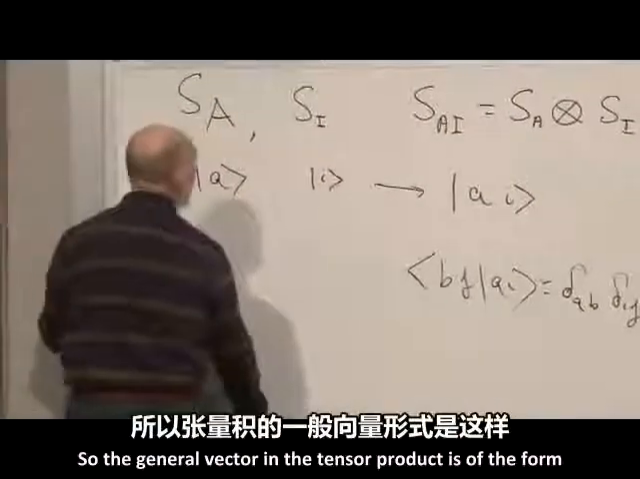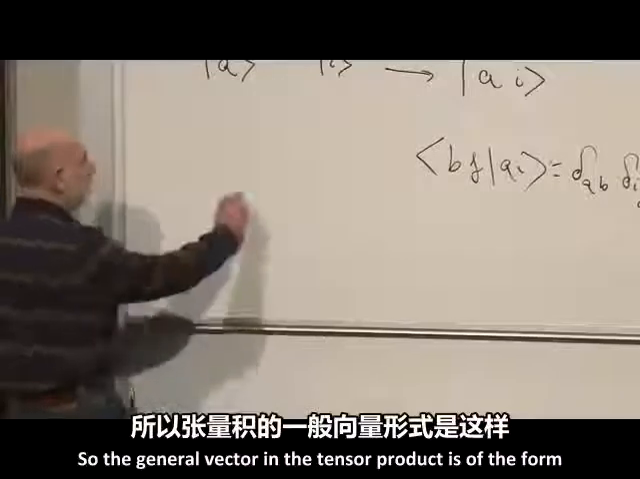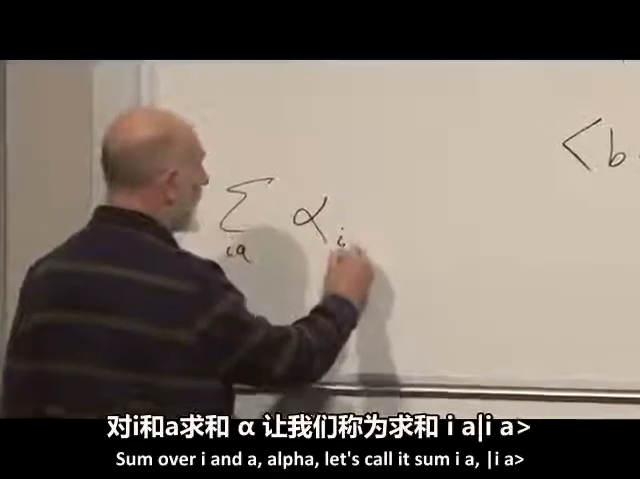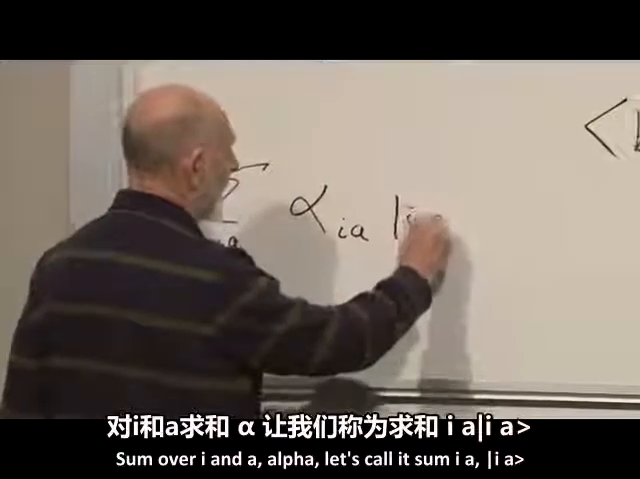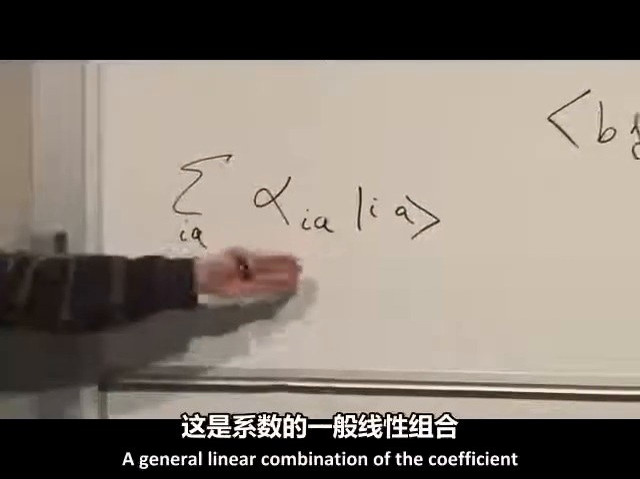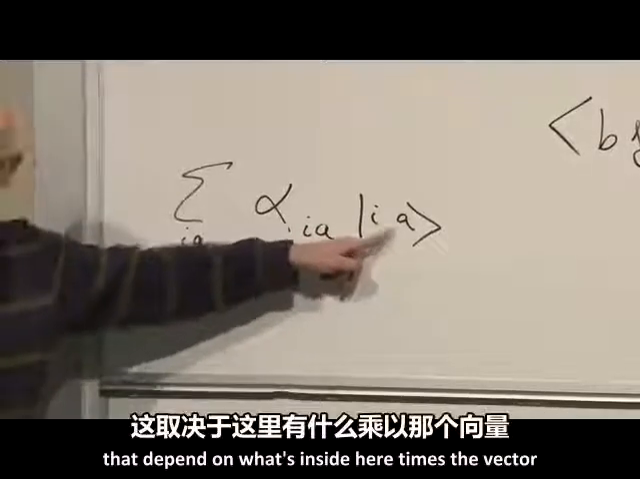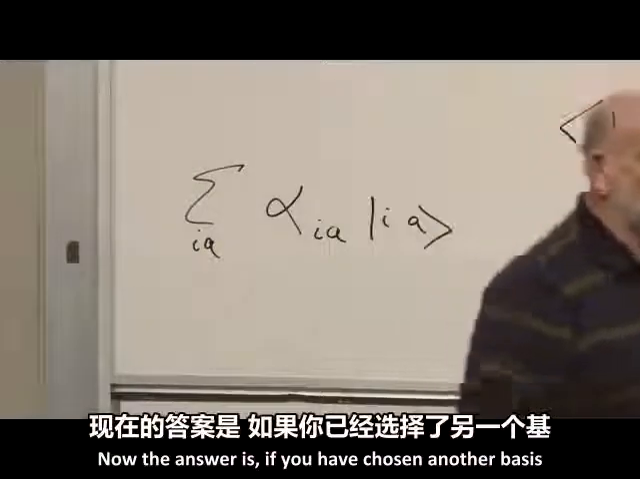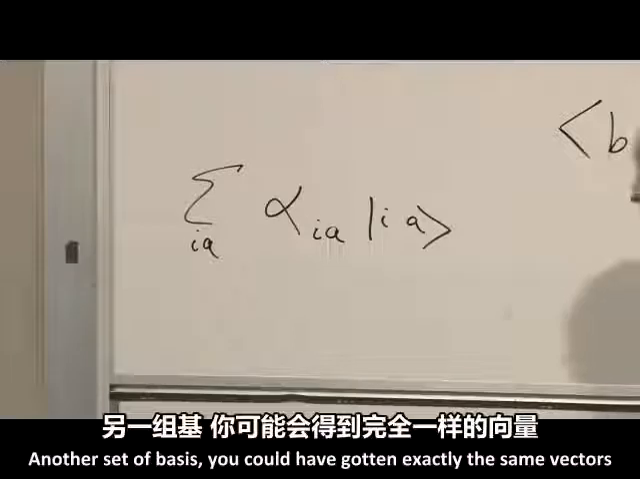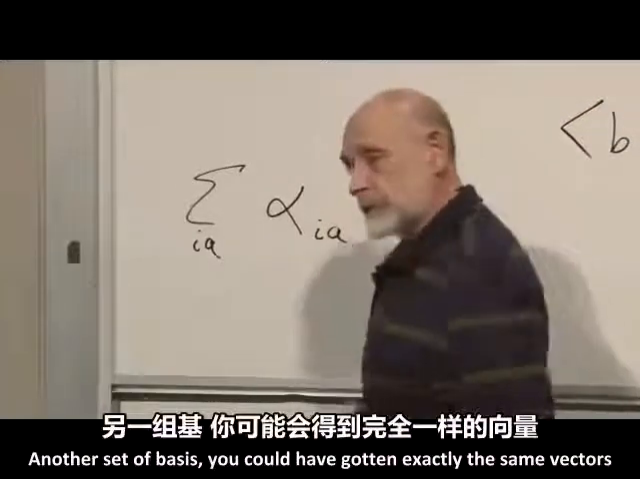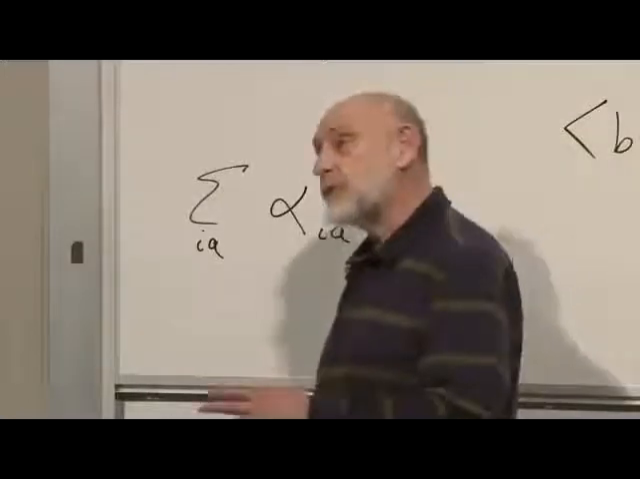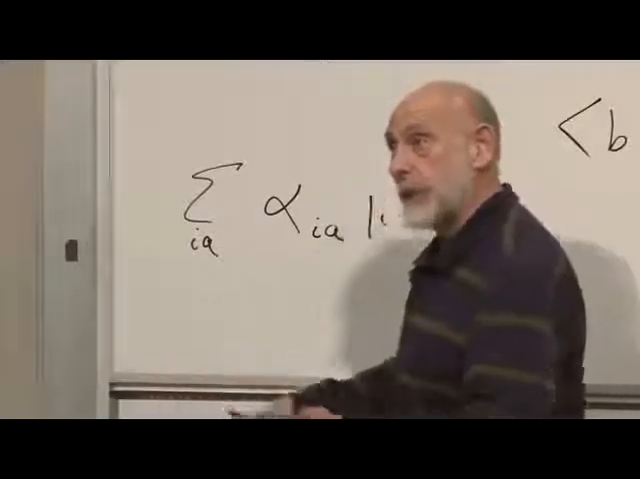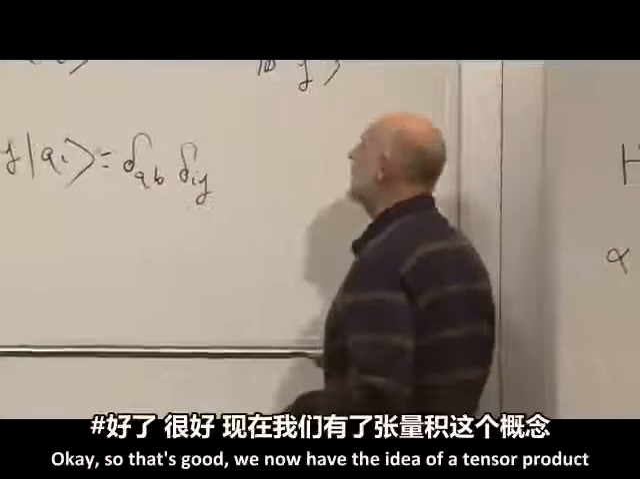So the general vector in the tensor product is of the form sum over i and A, alpha, let's call it alpha_{iA}, a general linear combination with coefficients that depend on what's inside here, times the basis vectors. Now, if you were to have chosen another set of bases, you would have gotten exactly the same vectors, except they would have been written differently. They would have just been written in a different basis of the combined system. Changing basis for the individual systems corresponds to a basis change for the combined system. Okay, so that's good.